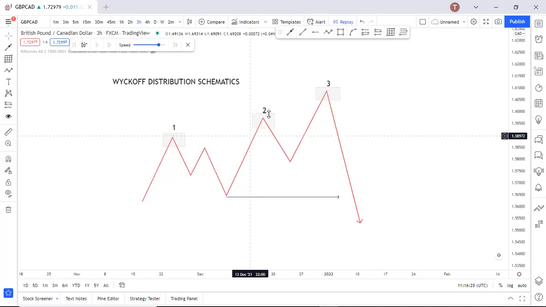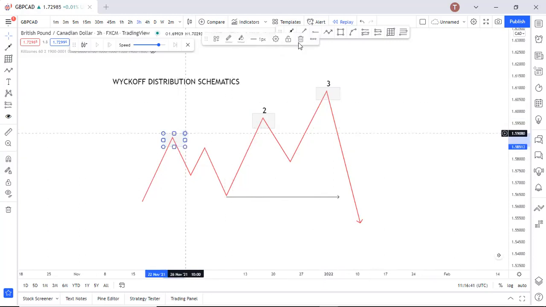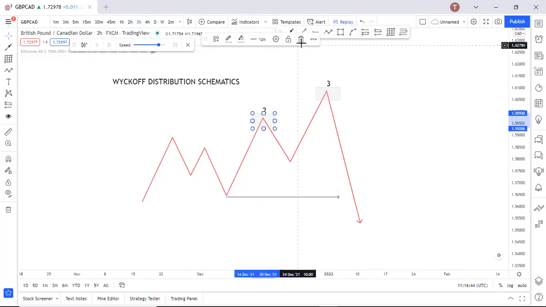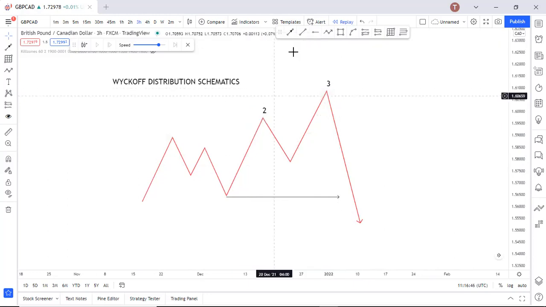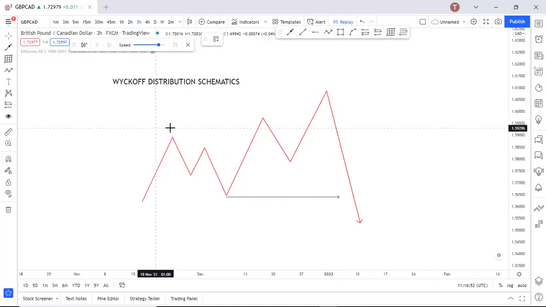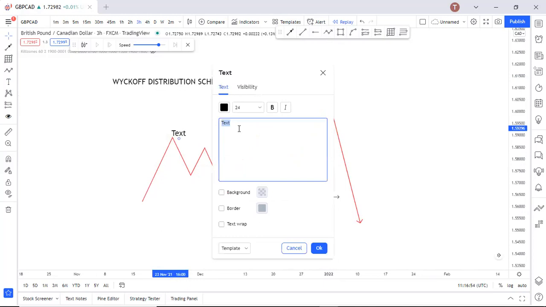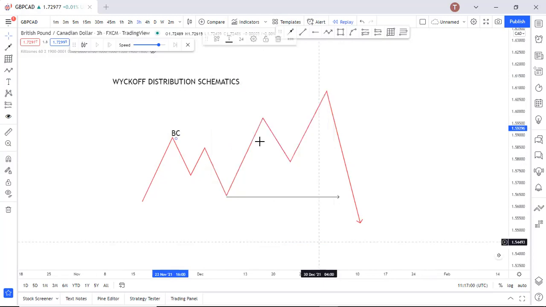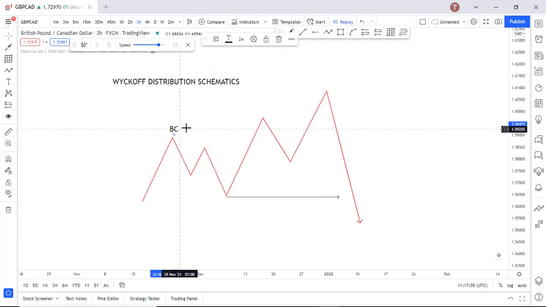This is the major thing that we need to see. Okay, we need to see three highs, that is this one, and this one. Each of these highs represents something, they mean something. For this first high, this is the beginning of the distribution schematics, and it's called the BC. This BC is what we call buying climax. This is the first phase of the distribution.